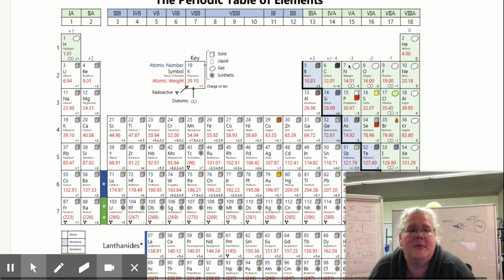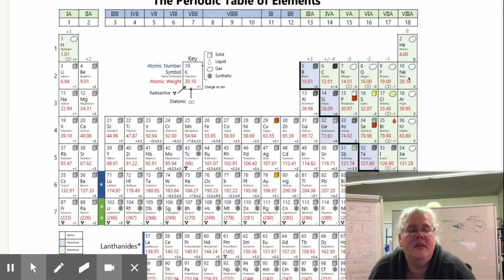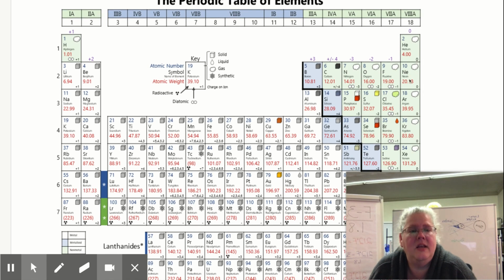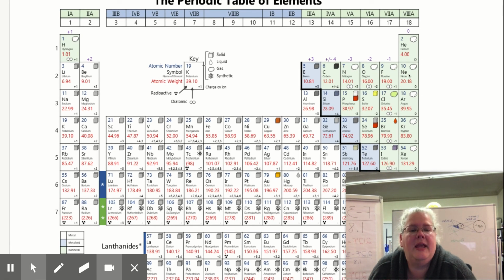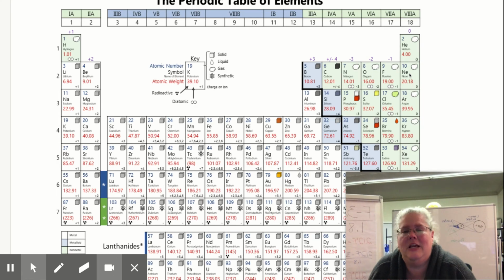Nitrogen is N. Its atomic number is 7. Its atomic mass is 14. Neon, atomic number is 10. Atomic mass is 20.18. Its elemental symbol is Ne.